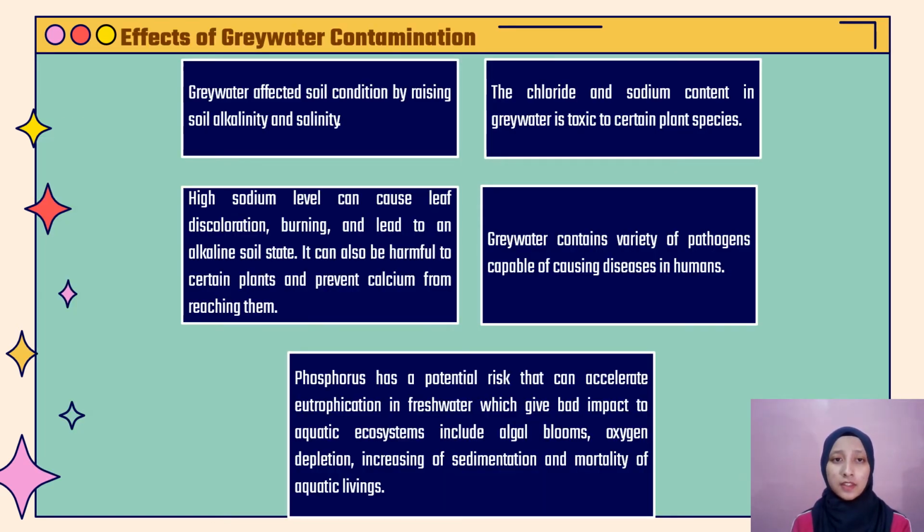This slide is about the effects of grey water contamination. Grey water affects soil condition by raising soil alkalinity and salinity. The chloride and sodium content in grey water is toxic to certain plant species.